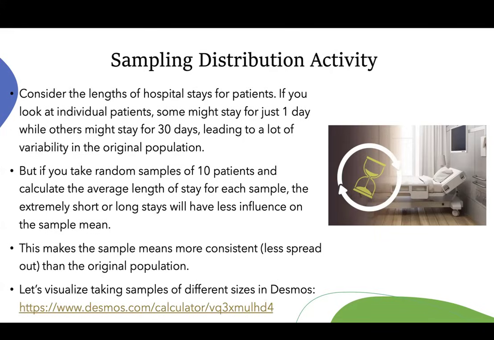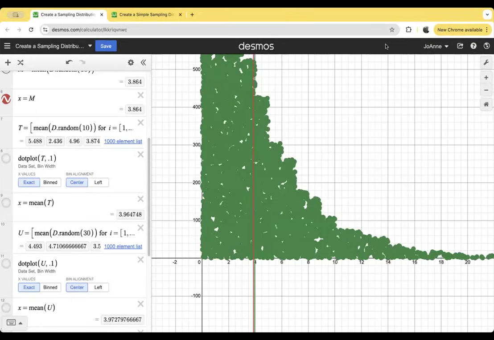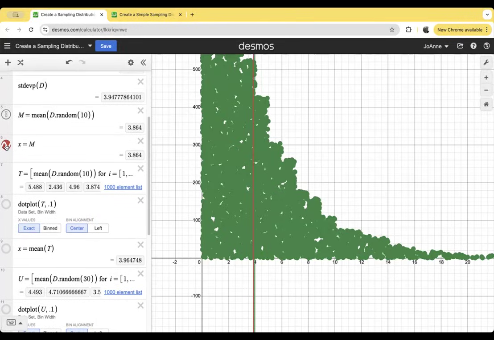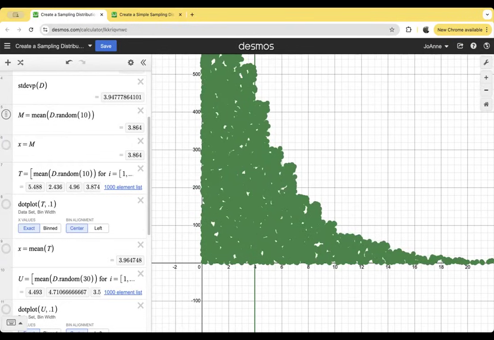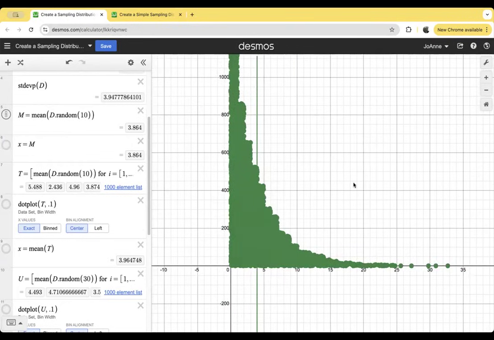Okay, next thing we're going to do is go back to DESMOS, but we're going to look at what would happen after taking samples of different sizes. So we saw samples of size 10, and then we're going to look at samples of size 30 and samples of size 80. Okay, so here I am back in DESMOS, and my red line was the mean of the randomly selected sample. I'm going to take that away. Okay, so we're back to looking at the population here, and the mean of the population is the green line. And there's our full population.